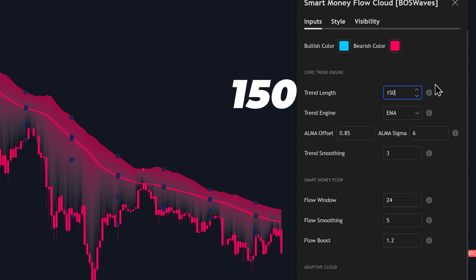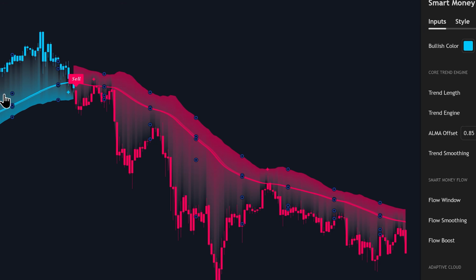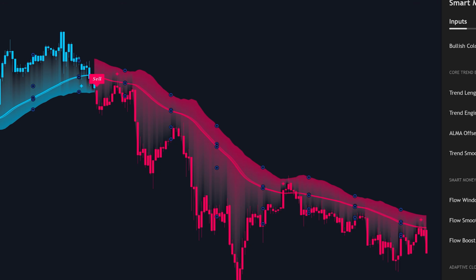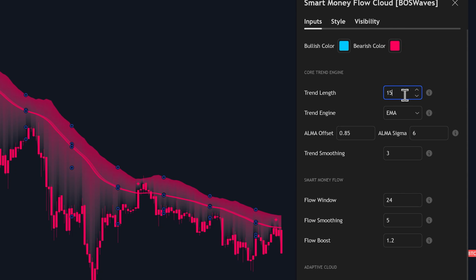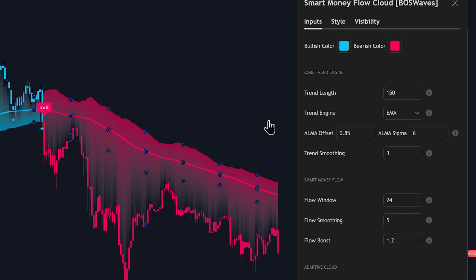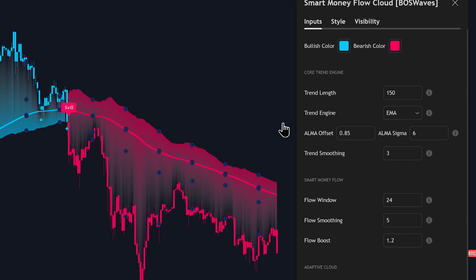Here's what that does. Length controls how smooth and slow the baseline becomes. A shorter length reacts faster, but it can flip more often and catch more noise. A longer length reacts slower, but it filters out a lot of chop and keeps you aligned with bigger intraday trends. On BTCUSD 1 hour, setting it to 150 makes the regime shifts more selective and gives you cleaner trend segments, especially during weeks where BTC likes to fake both sides before choosing a direction.